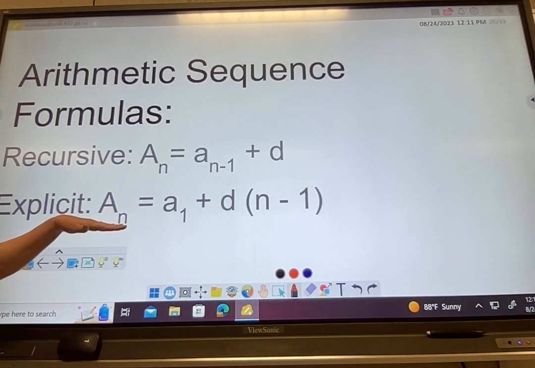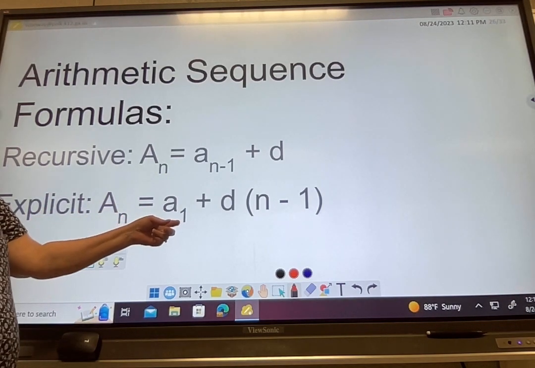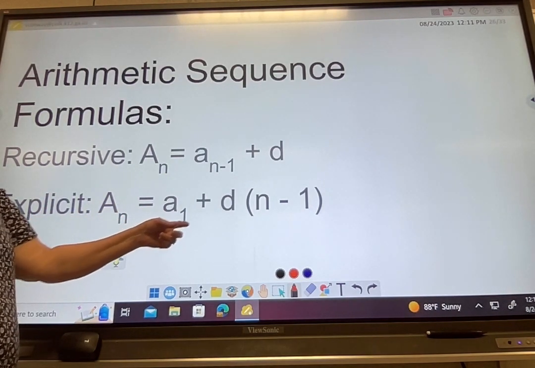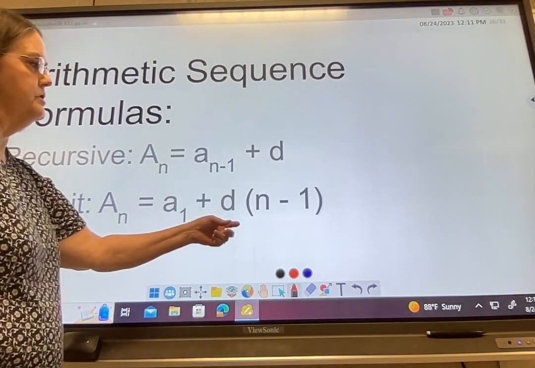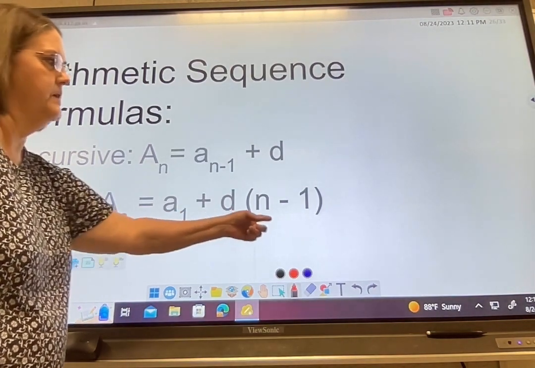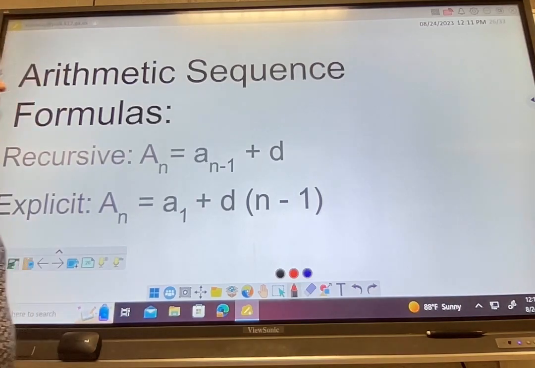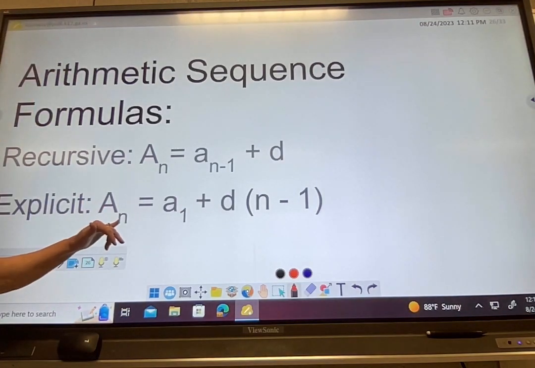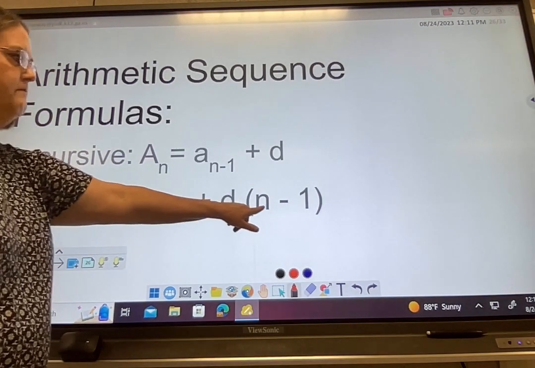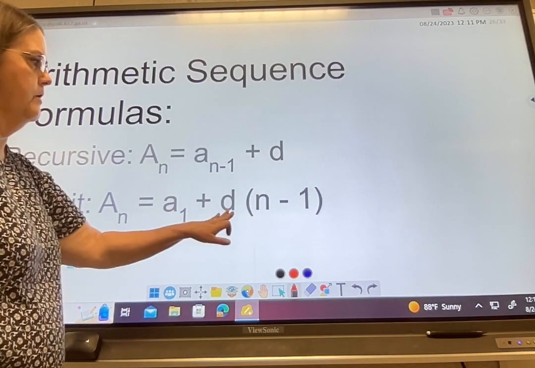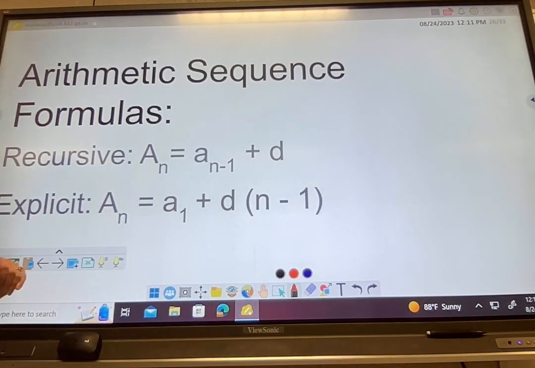Explicit finds any term in the sequence. A sub n equals a sub 1, which is the first term of the sequence, plus d, which is what you're adding or subtracting, times n minus 1, and of course n being the term number. So if I wanted to find the fifth term, I would plug 5 in here, the first term here, and the common difference there. And I'm going to model that. That's coming.